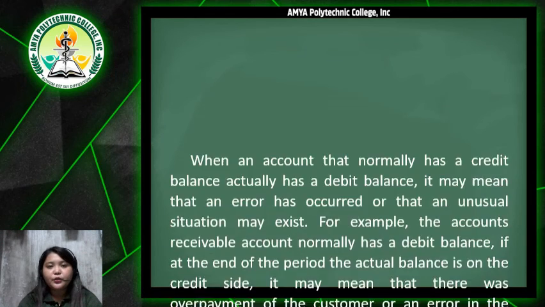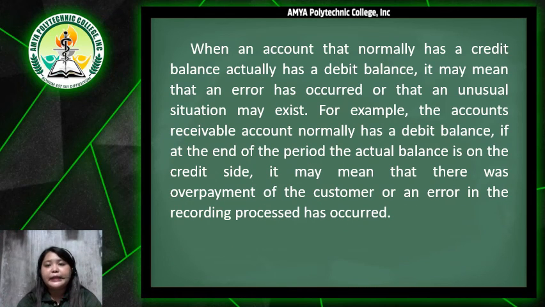And so, when an account that normally has a credit balance actually has a debit balance, it may mean that an error has occurred or that an unusual situation may exist. For example, the accounts receivable account normally has a debit balance. If at the end of the period the actual balance is on the credit side, it may mean that there was an overpayment by the customer or an error in the recording process has occurred.